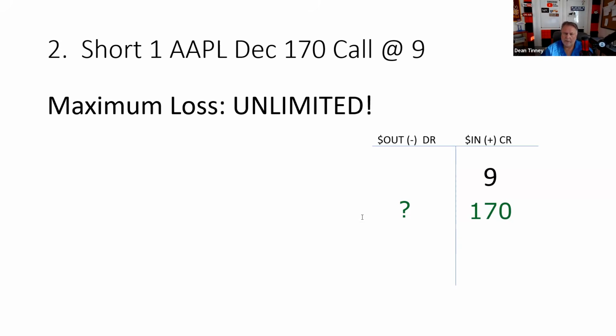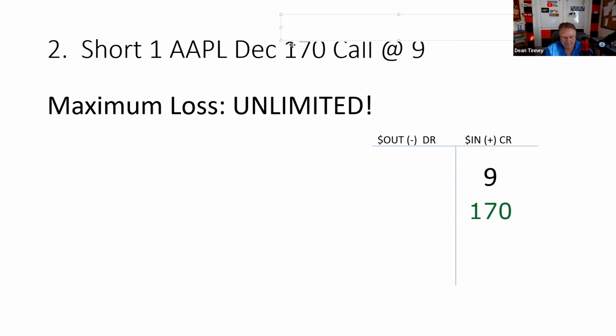So we were looking at this test phraseology, which should sound familiar. Your customer goes short one Apple December 170 call at 9, when Apple's 172. At expiration, Apple is 188.